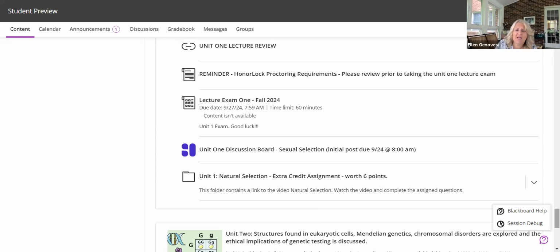Just a reminder about the honor log proctoring requirements. You can see that the lecture exam appears there. Usually it'll show you on the course schedule. Usually the exam is available about 3 days before the due date. We don't want somebody taking the exam on day 1 and then relaying all the information to their friends, so usually the exams are limited to about 3 days. Also, the questions are pooled, so if you try to do that, you will each get a different set of questions for your test.